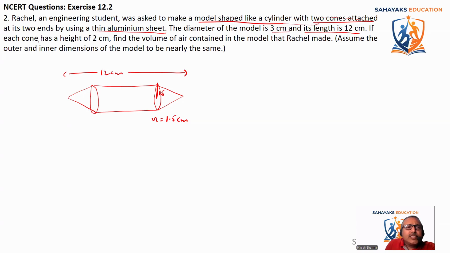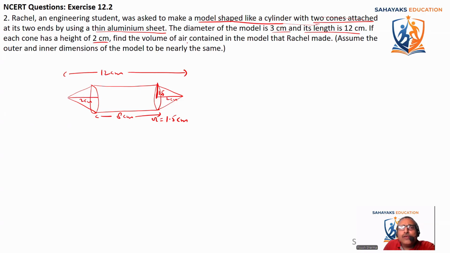Okay. If each cone has a height of 2 centimeter, this is 2 centimeter. This side also it is 2 centimeter. So what is the length here? It is 12 minus 2 minus 2, which comes out to be 8 centimeter. The cylinder has the length of 8 centimeter.